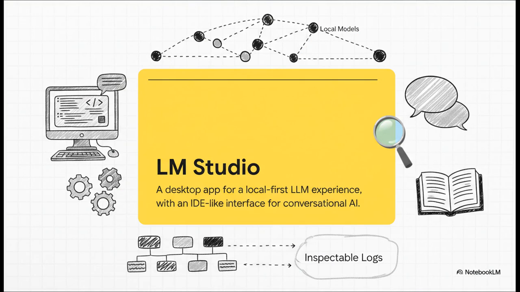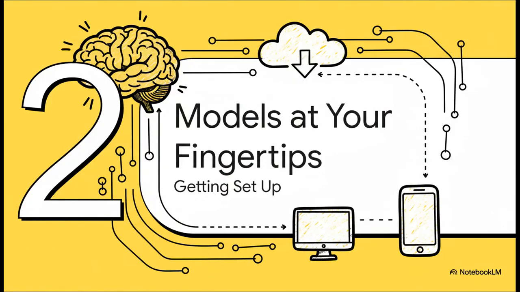Okay, so at its heart, LM Studio is all about one thing: running these big, powerful large language models, LLMs, locally. The source we're looking at calls its interface IDE-like, and that's actually a perfect way to describe it. Think of it like a coding environment for a developer, but instead of writing code, it's built for having these detailed, logged conversations with an AI. Now, obviously, the heart and soul of any AI setup is the model itself. So the big question is, how do you even get these models into LM Studio?